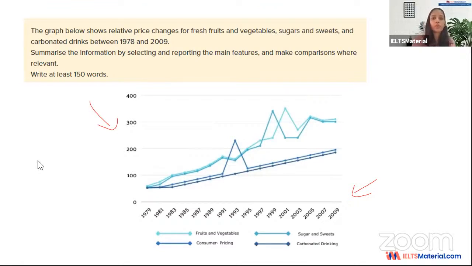So let's see the question. So this graph shows the price changes in these products, which you see. This is very important to note, right? And you have to do this report description and make proper comparisons and write the main features. So we'll learn step by step.